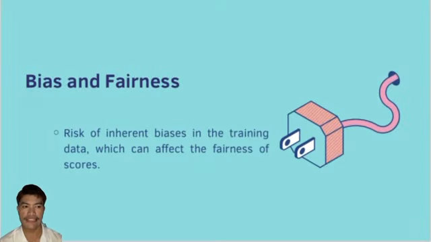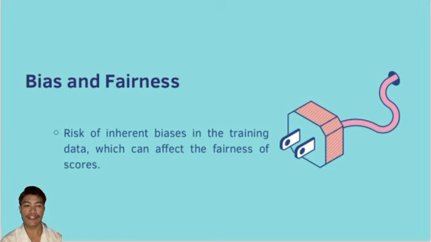The third one is bias and fairness. Risk of inherent biases in training data which can affect the fairness of scores. Potential to disadvantage certain groups of test takers if the training data is not representative.